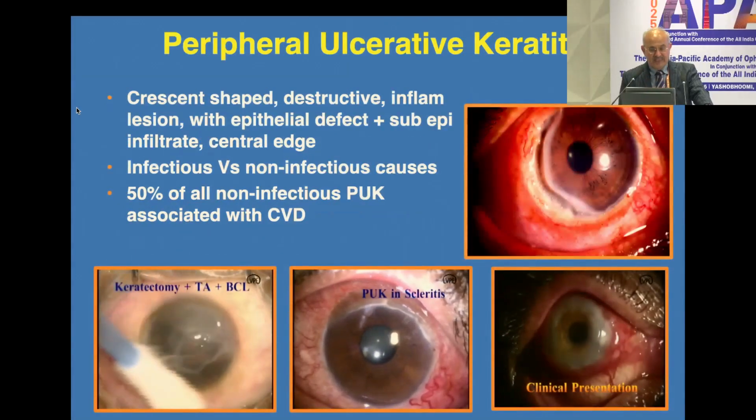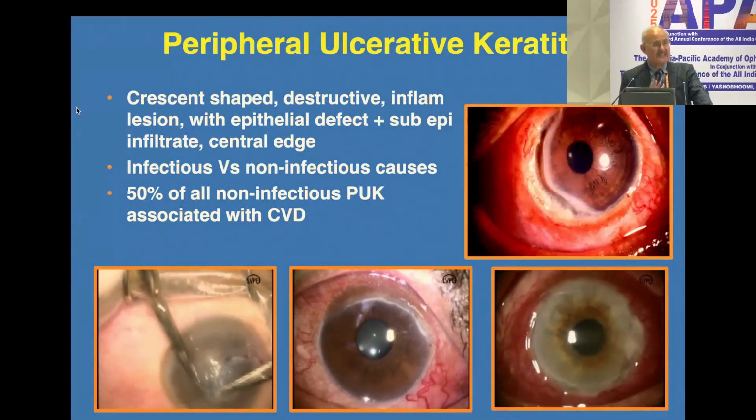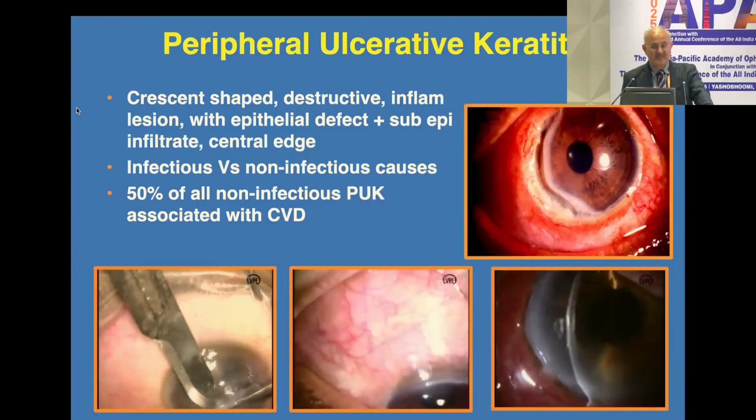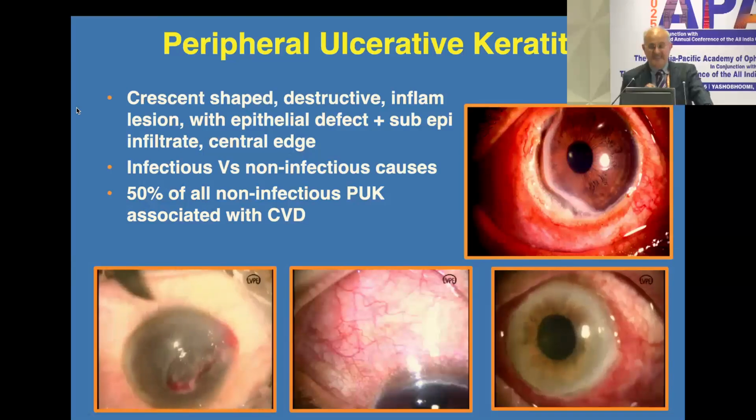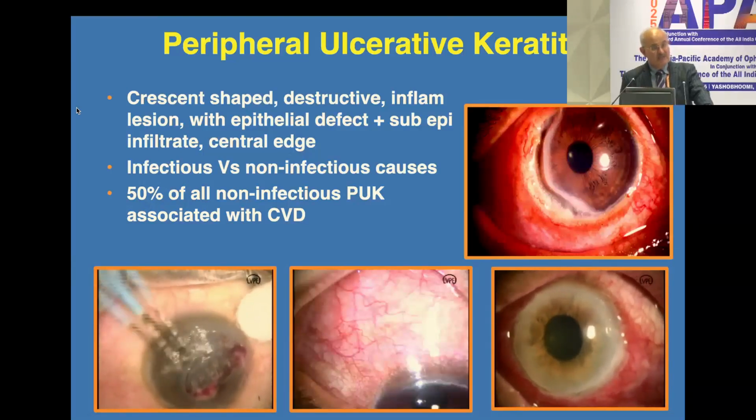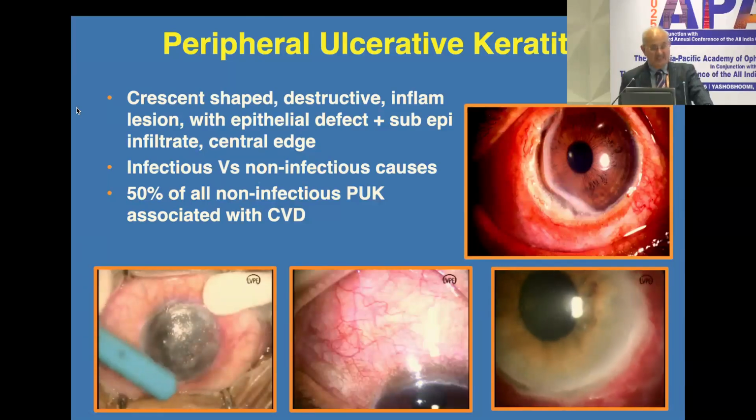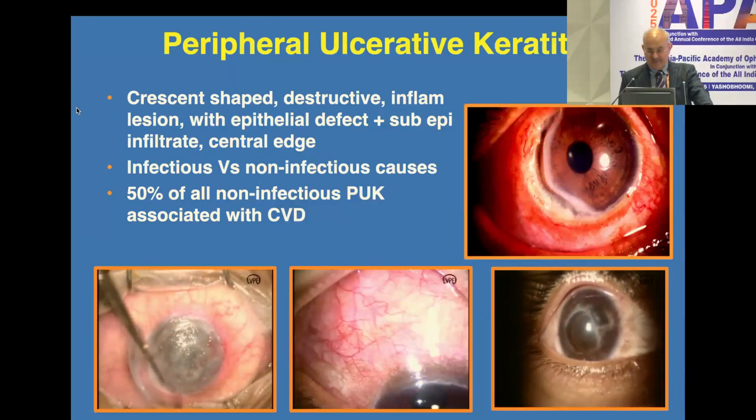So when we are saying peripheral ulcerative keratitis, this is the definition: a crescent-shaped destructive inflammatory lesion with epithelial defects, with subepithelial infiltrate and a central edge. It can be non-infectious. We will talk in detail about the clinical presentations and about the differential diagnosis.